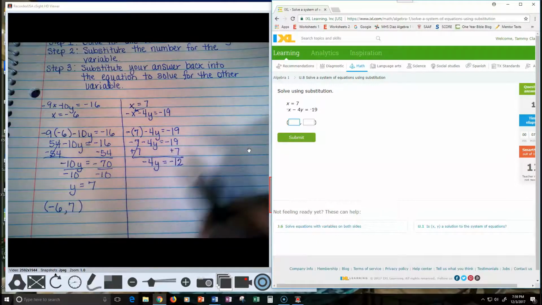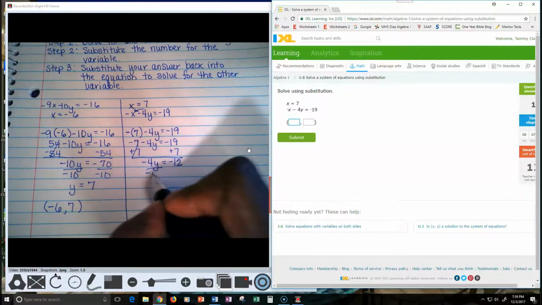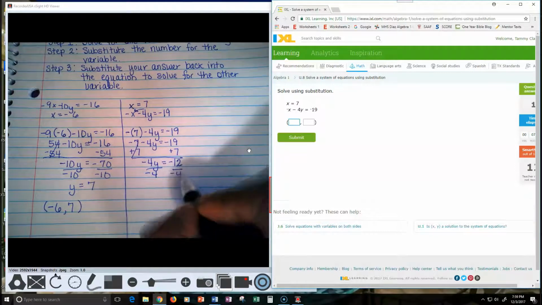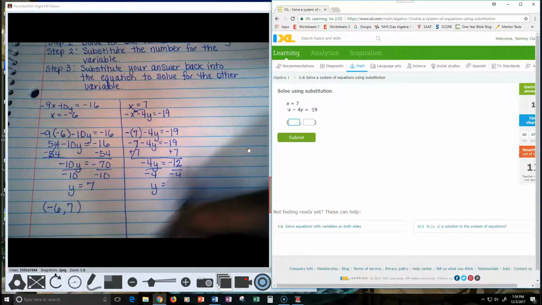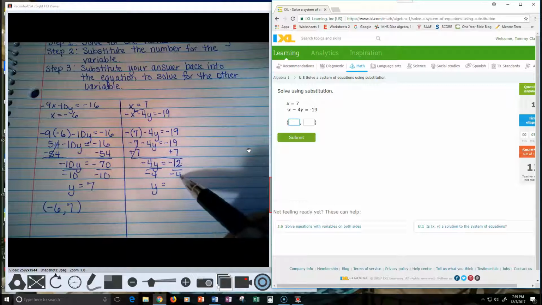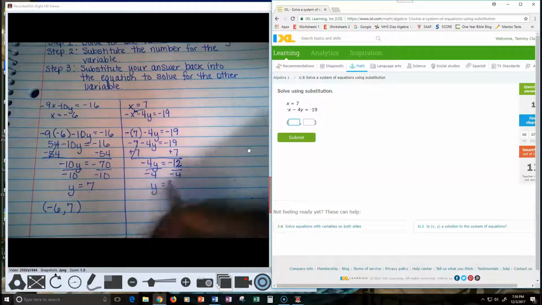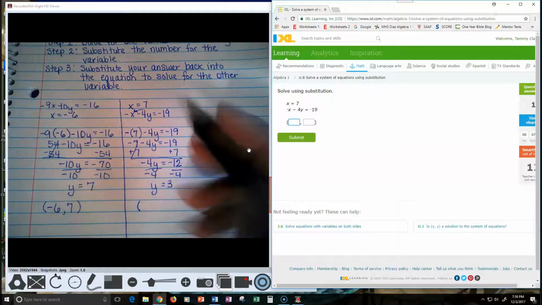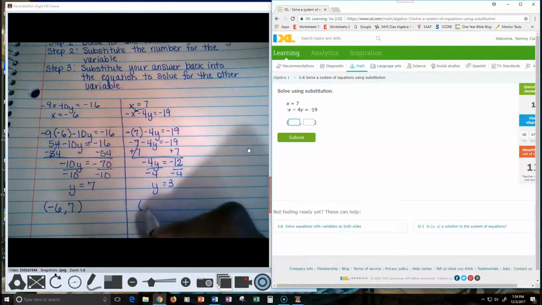And let's see, I'm going to divide by negative 4 on both sides of the equation. Therefore, y is equal to negative 12 divided by negative 4 is positive 3. So the ordered pair at which these two lines cross would be 7, 3.